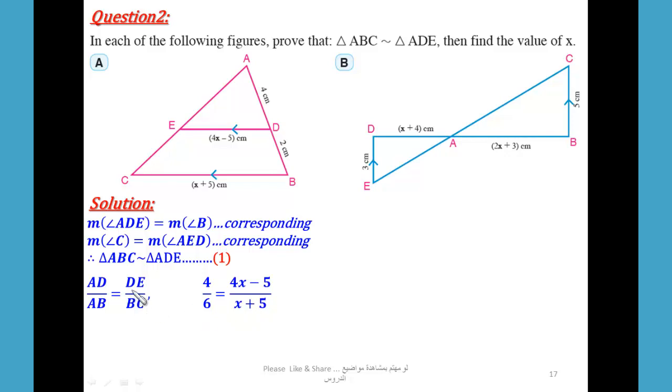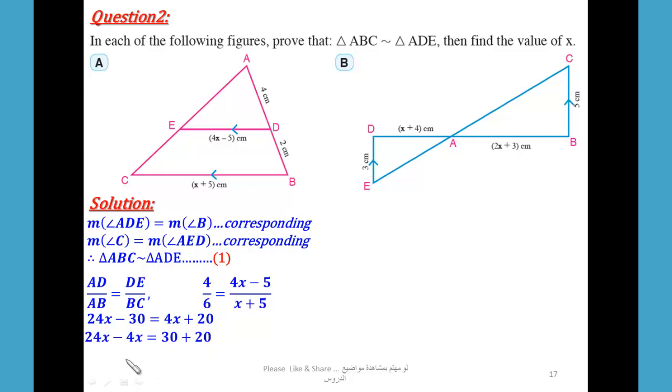Again, DE. What is the length of DE? It's 4x minus 5 centimeters. And the length of BC equals x plus 5. Cross multiplication. Then 6 multiply 4x minus 5 equals 24x minus 30. 4 multiply x equals 4x. 4 multiply 5 equals 20.